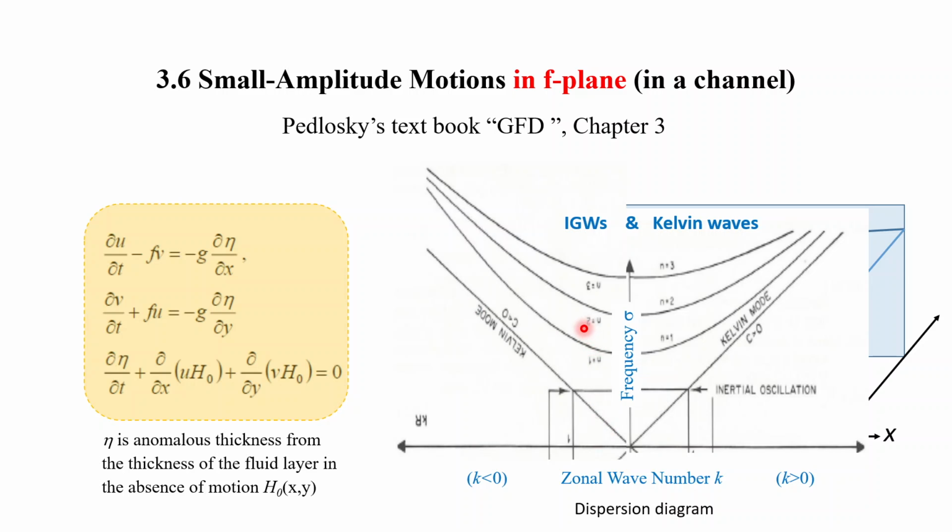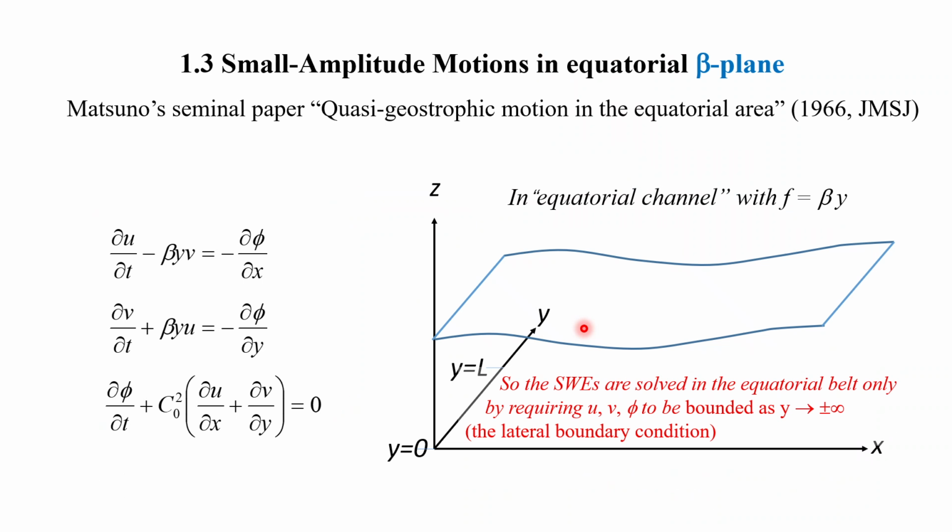By extending this tropical channel to the real atmosphere in the equatorial area, we adopt an equatorial channel with f replaced by beta y. So now the rotation is not constant anymore. It is a function of y. This is normally called the beta plane approximation.